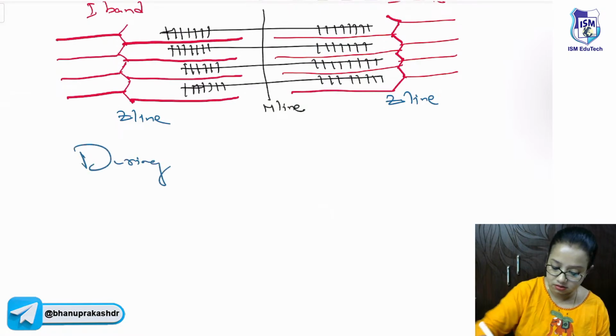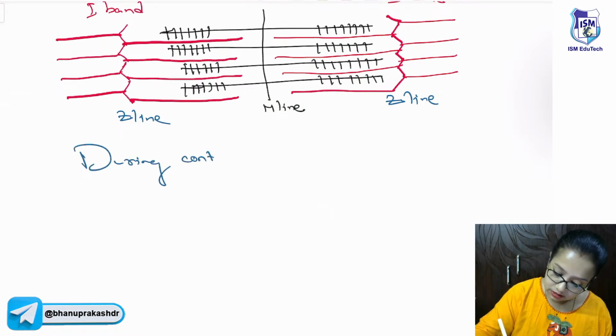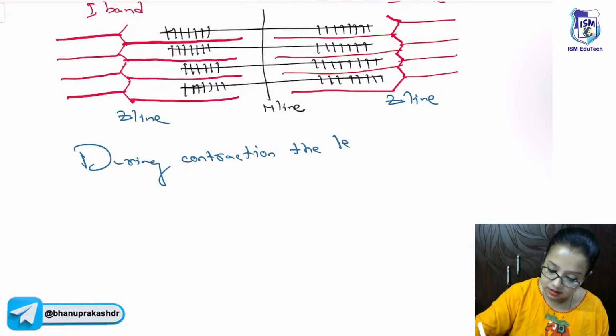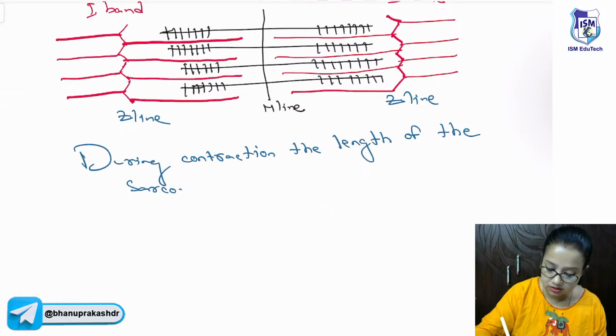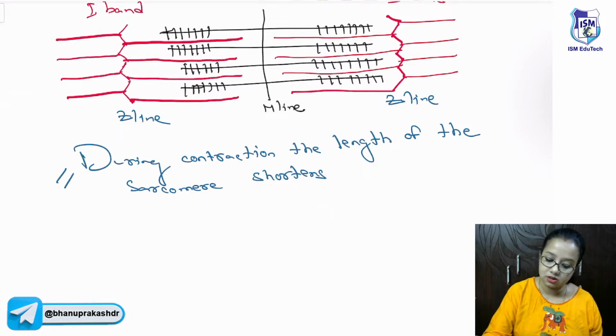So during contraction, the length of the sarcomere shortens. The length of the sarcomere shortens. That means the Z lines come closer to each other compared to what they were during the resting condition.